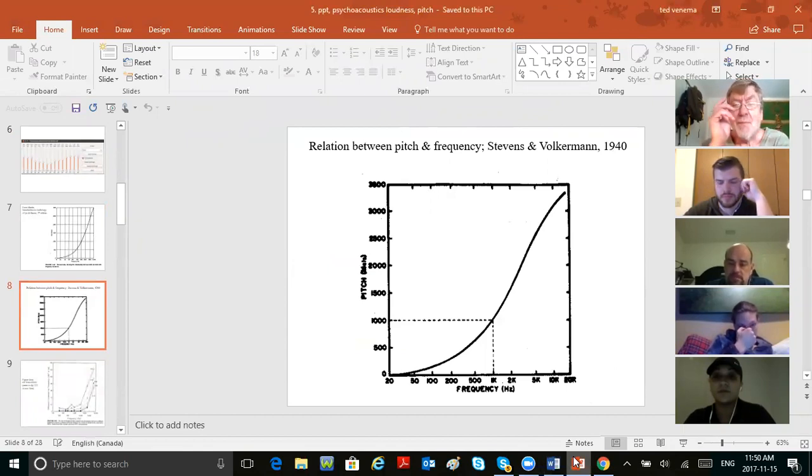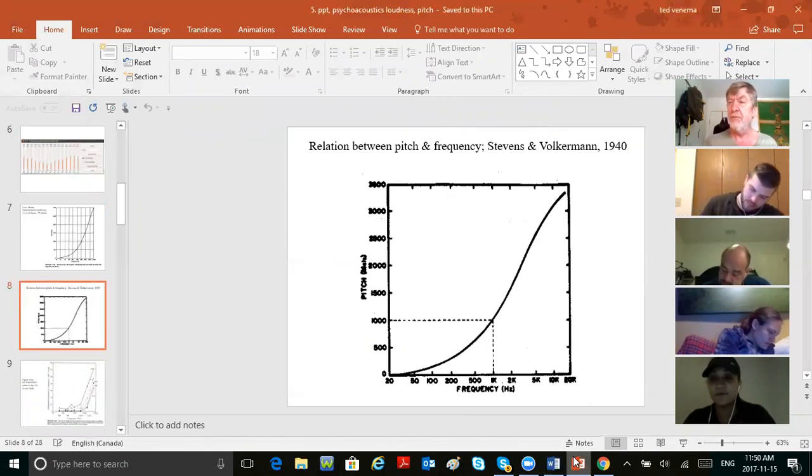The pitch perception of a 1,000 hertz tone is called 1 mel, M-E-L, short for Melvin. No, I don't know who. I just made that up. Don't ask me why, or where it comes from. Your pitch perception of a 1,000 hertz tone is 1 mel.